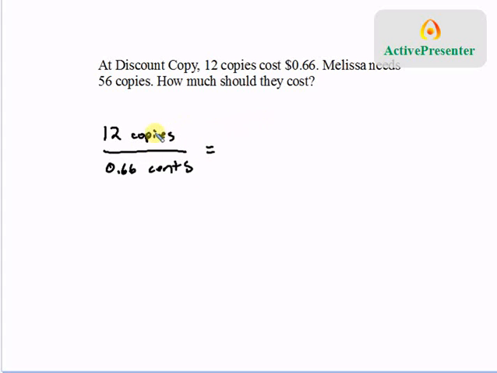We need to make sure that our copies match up. We couldn't put copies down here on the bottom. We have to make sure that copies go on the top of our ratio here. So 56 copies is equal to how many cents? So we'll do our cross multiplication one more time. 12 times x and 56 times 0.66. That leaves us with 12x equal to 56 times 0.66.